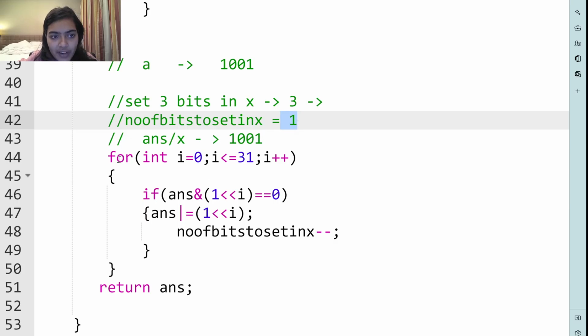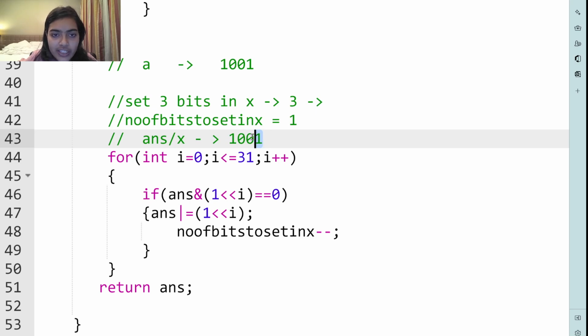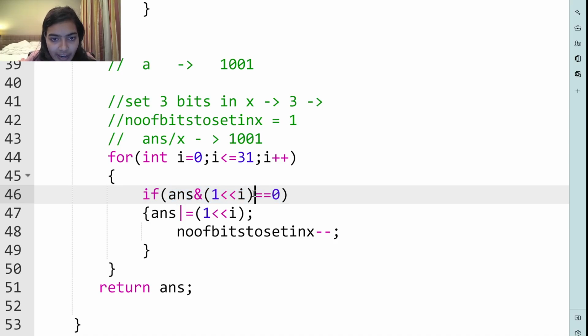So I'm traversing from the leftmost side. First I check this bit. This bit is already set, so I cannot set it. I'm checking whether the bit is set or not. As discussed in the logic, if this bit is already set, this will give you a non-zero value. If it is not set, then it will give a 0 value.